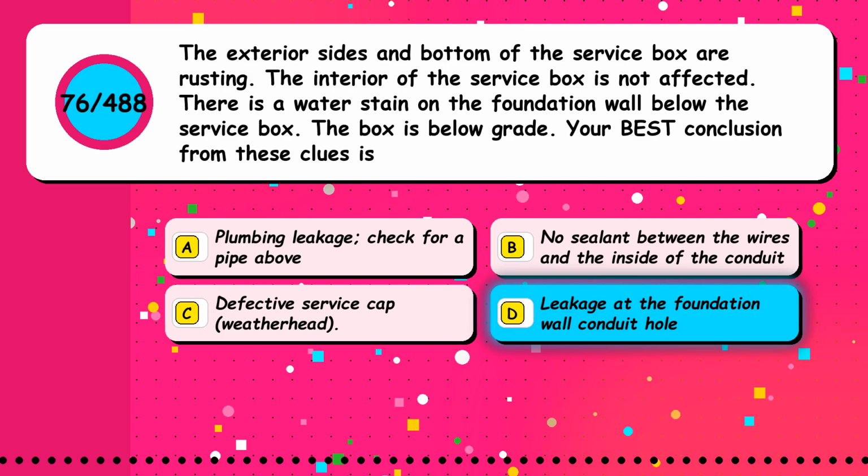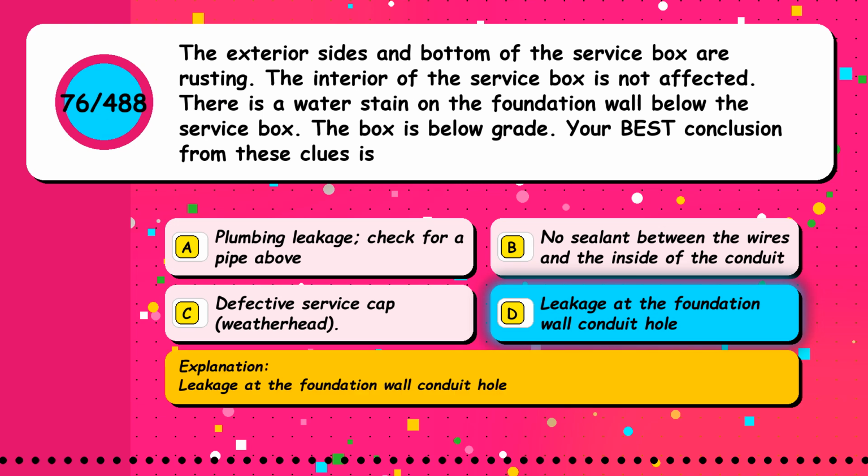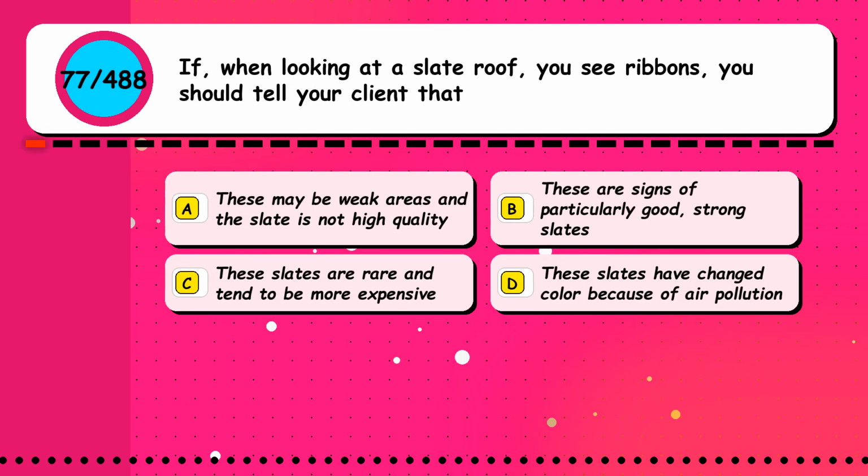The correct answer is option D. Leakage at the foundation wall conduit hole. Question 77. If, when looking at a slate roof, you see ribbons, you should tell your client that Option A.